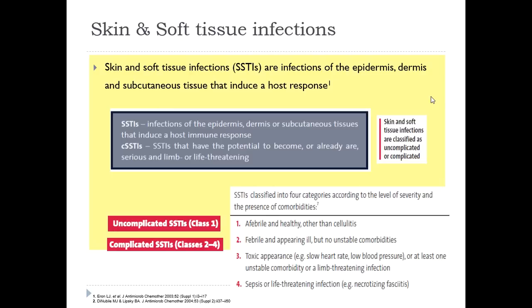A complicated skin and soft tissue infection is 2, 3, 4. Any patient having fever or any patient who is toxic looking, tachycardia, low blood pressure, or any patient who is developing a shock or multi-organ failure with a skin lesion. These are the patients who warrant immediate attention or maybe admission, and you should be clear.